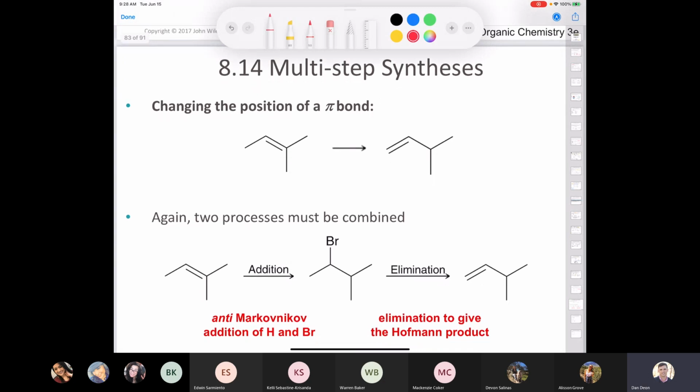Changing the position of a pi bond, same type of thing. Here we have an anti-Markovnikov addition of HBr. In the first step, what do we need to do that? We have to use HBr and an organic peroxide. Then to eliminate, to get the Hofmann product, we would choose a hindered base like potassium t-butoxide. And there you have it.